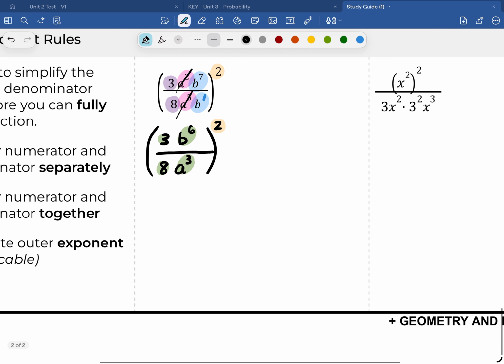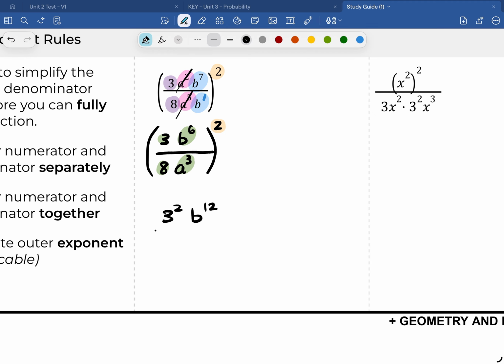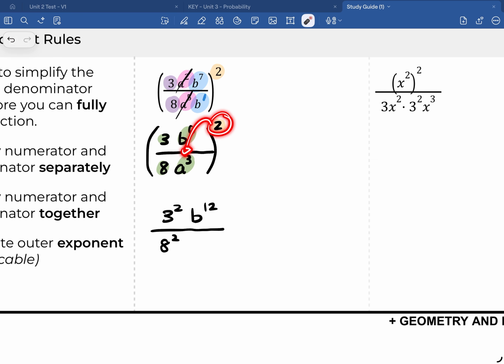So now we can say, okay, this 2 goes to the 3, so we get 3 to the power of 2. The 2 goes to the b to the power of 6, so those will multiply to give us b to the power of 12. The 2 will go to the 8, so we get 8 squared. And the 2 will go to the a cubed, so again, those will multiply and give us a to the power of 6.